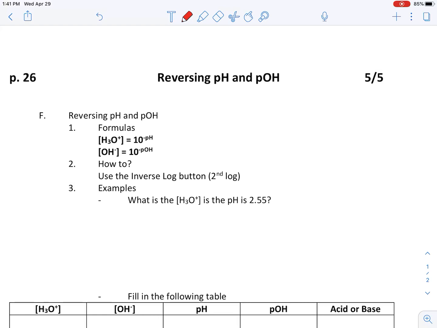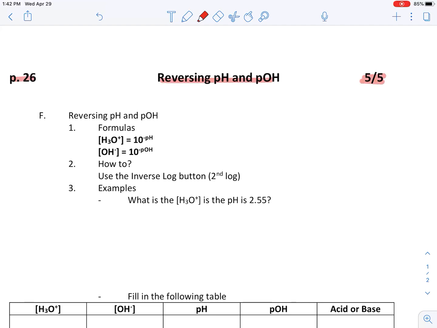Today we're going to continue our work with pH and pOH, except now we're going to be able to reverse it. From having pH and pOH, we'll be able to find our concentrations. So we're going to add a couple more formulas, but we'll get into that in just a second. Make sure we're on the right page, page 26, reversing pOH and pH.